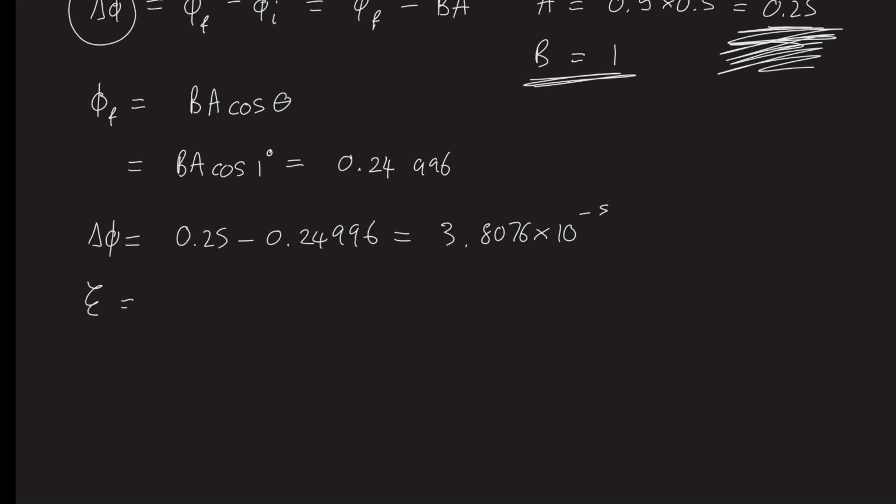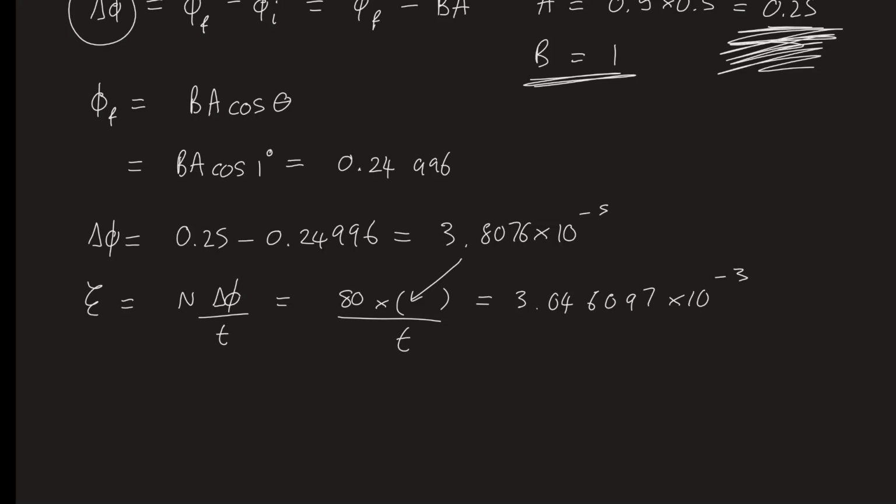To really calculate EMF, we need n times the change in flux over time. We know n is 80. We've just calculated the change in flux, and the time we don't know. We'll just call that t in both cases. So with this, we're going to end up getting 3.046097 times 10 to the minus 3 over t. Okay, that's as far as we go, because we don't actually know the rate at which this rotates, so we don't know the time it takes.